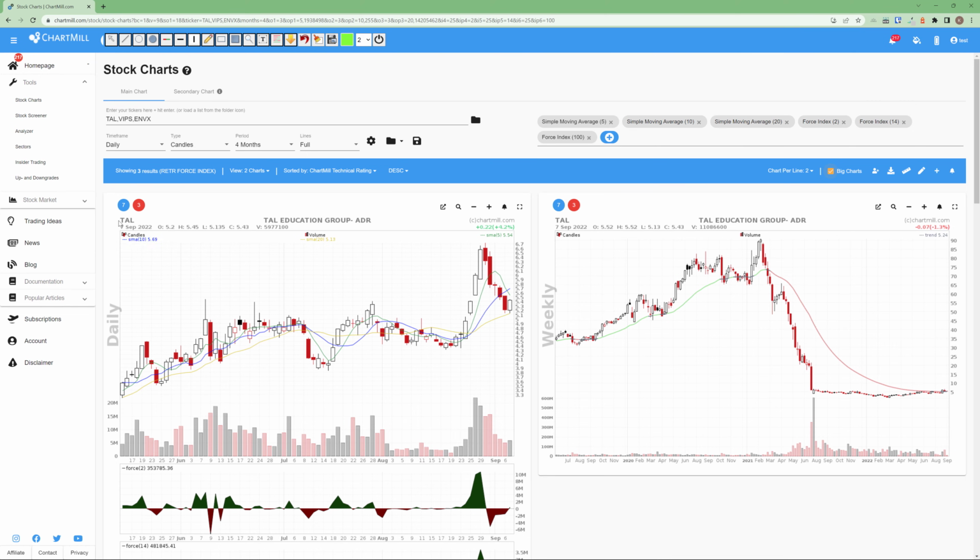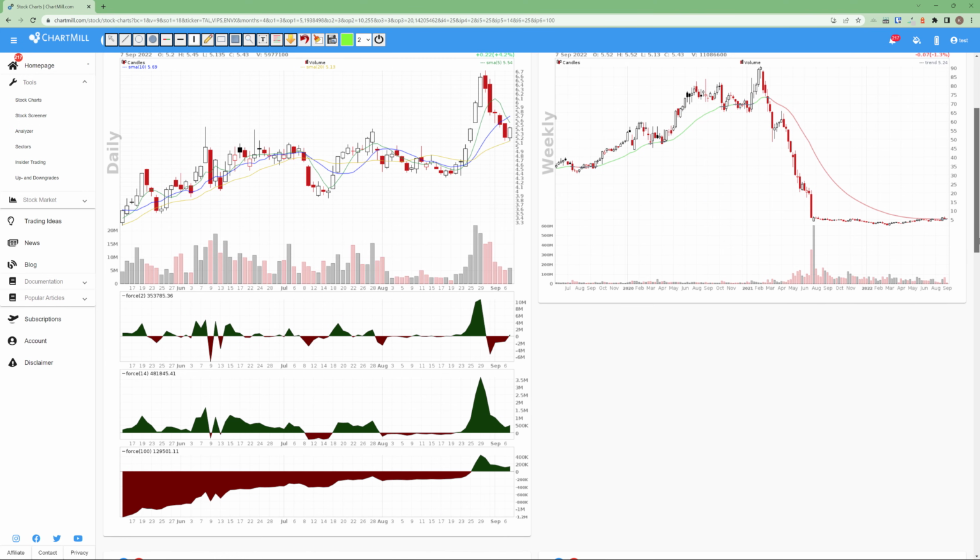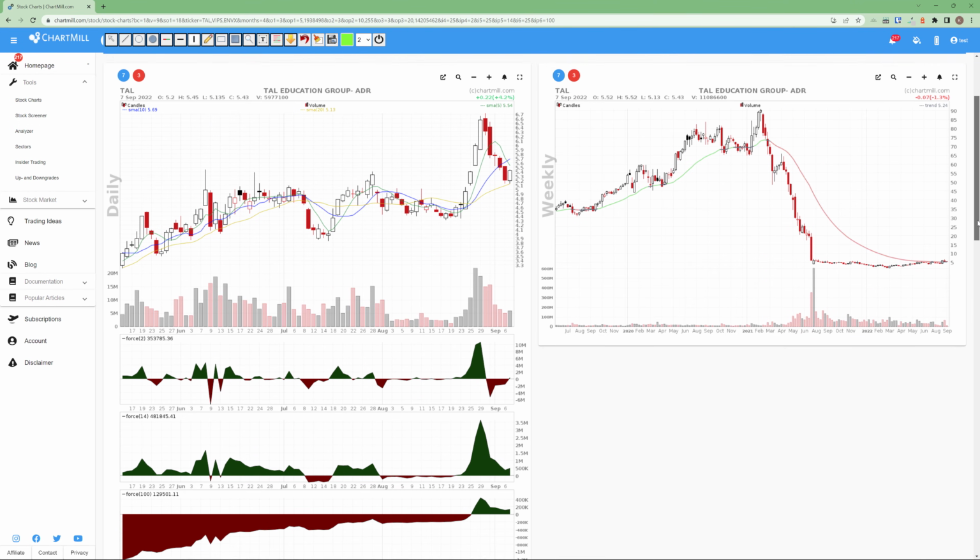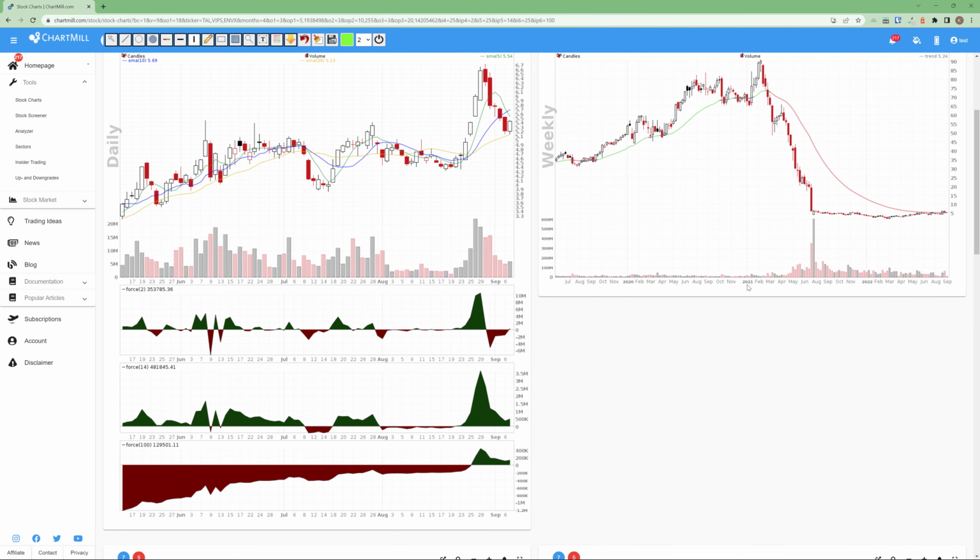So this TAL education group, the long-term trend is bearish, and now it's already since August 2021 it's sideways.